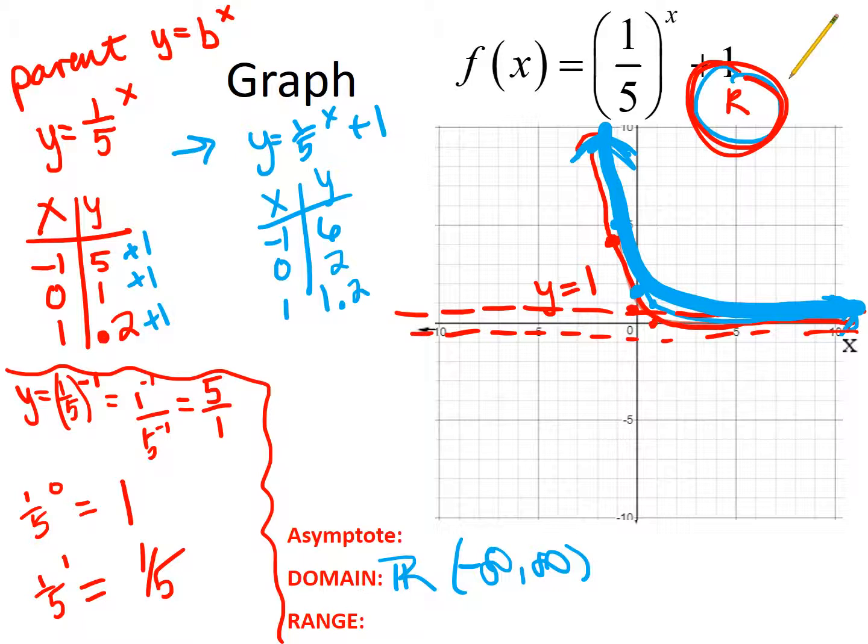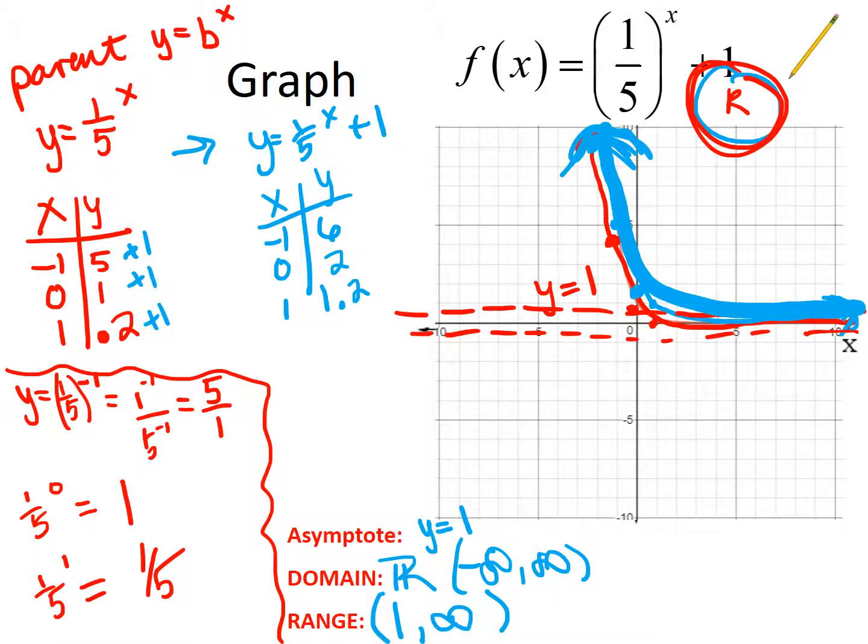So that means that that's what my asymptote is. y is equal to 1, and that's where my range starts. So I'm going from that line, but I'm never touching it, so it's going to be a parenthesis, all the way up to positive infinity for forever. So it's 1 to infinity.